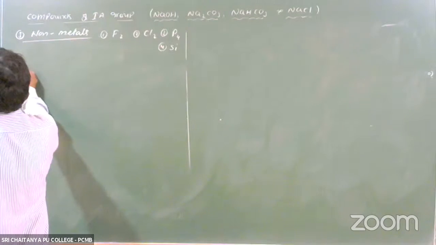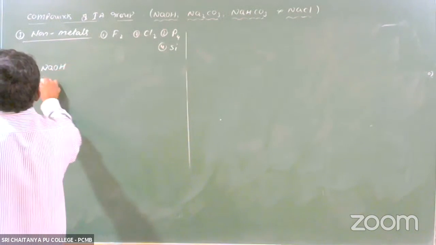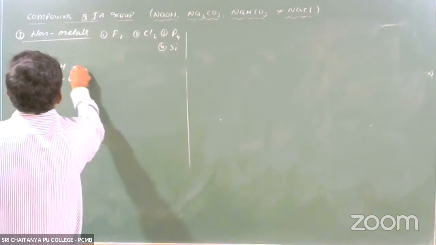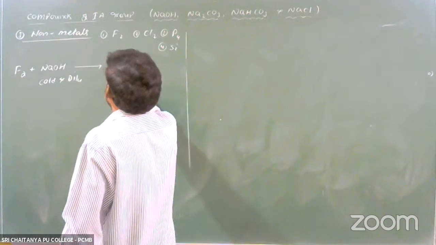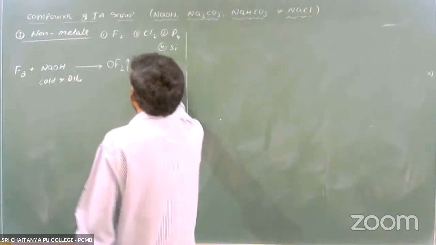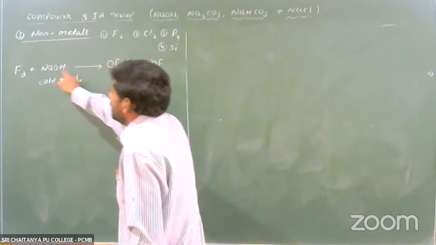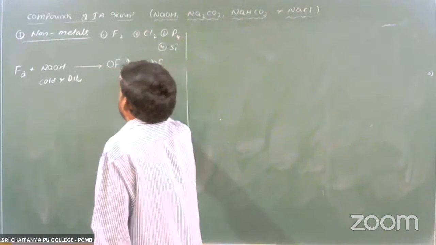So when fluorine reacts with cold and dilute sodium hydroxide, here the gas liberated is OF2. Sodium fluoride, NaF, is formed. So OF2, oxygen difluoride gas, is liberated.